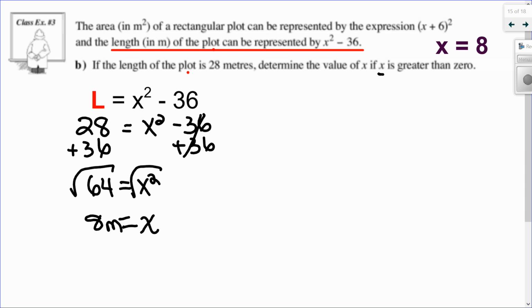And even here they said x is greater than 0. You can't have a negative length. So x can't be -8. It is, in fact, +8.